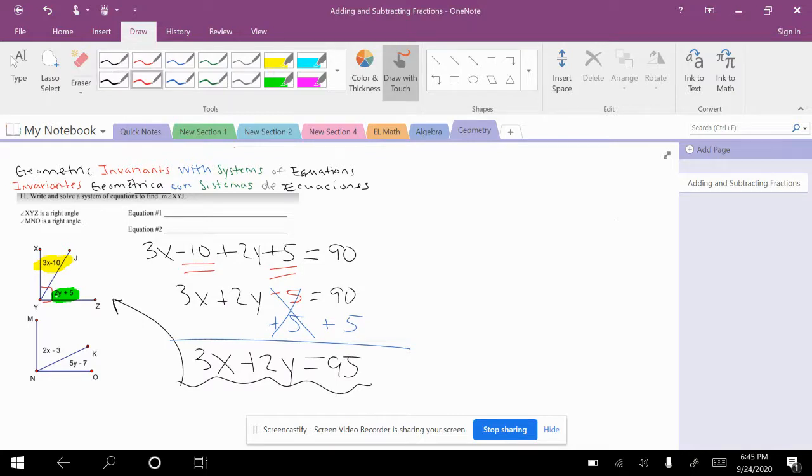Angle MNO is also a right angle. Ángulo MNO es un right angle también y tiene 90 grados. The second equation is the left angle plus the right angle equals 90 degrees. El primer ángulo más el segundo ángulo y este es igual a 90 grados. I can combine like terms. Puedo combinar los términos and bring down everything. Y bajamos todo.